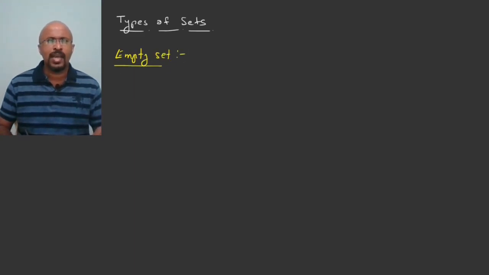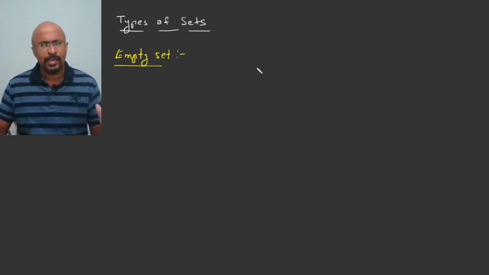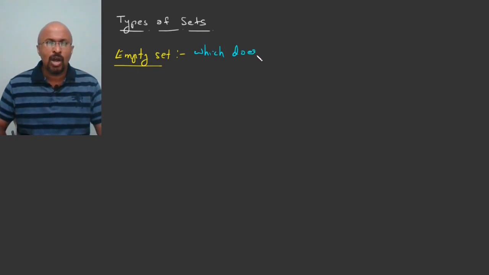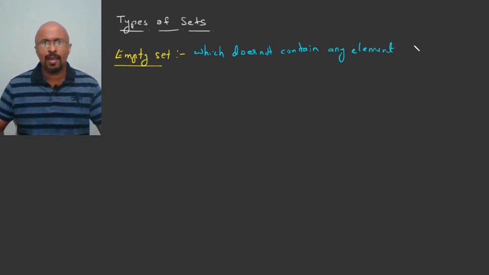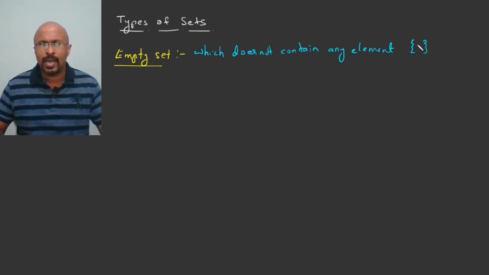What is an empty set? The name itself says what is an empty set. Empty means does not contain anything. So an empty set is a set which does not contain any element. So if a set does not contain any element, such set is called empty set. So it can be represented like this. We know there are no elements inside the set.